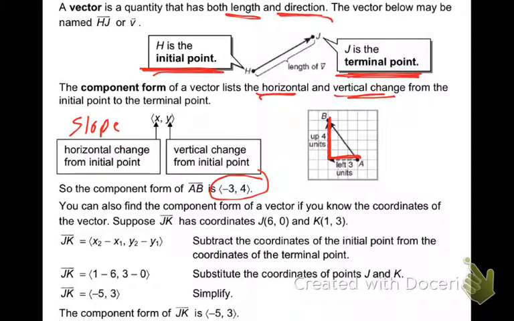You can also find the component form of a vector if you know the coordinates of the vector. Suppose JK has J at 6, 0, and K at 1, 3. Subtract the coordinates of the initial point from the coordinates of the terminal point. So we would do 1 minus 6 and 3 minus 0, and now you get the component form of negative 5, 3. Again, those are not parentheses, they're not brackets, they're kind of like arrow brackets, we'll call them.